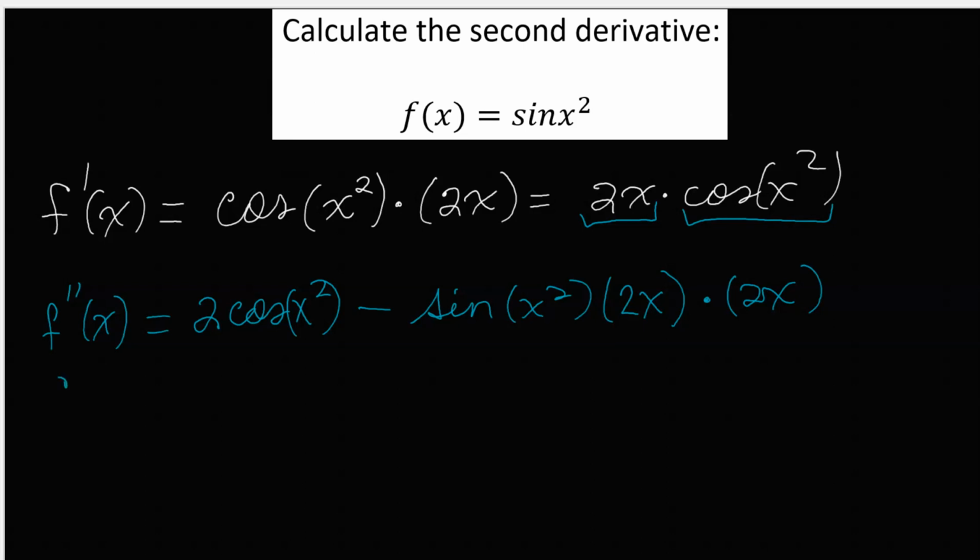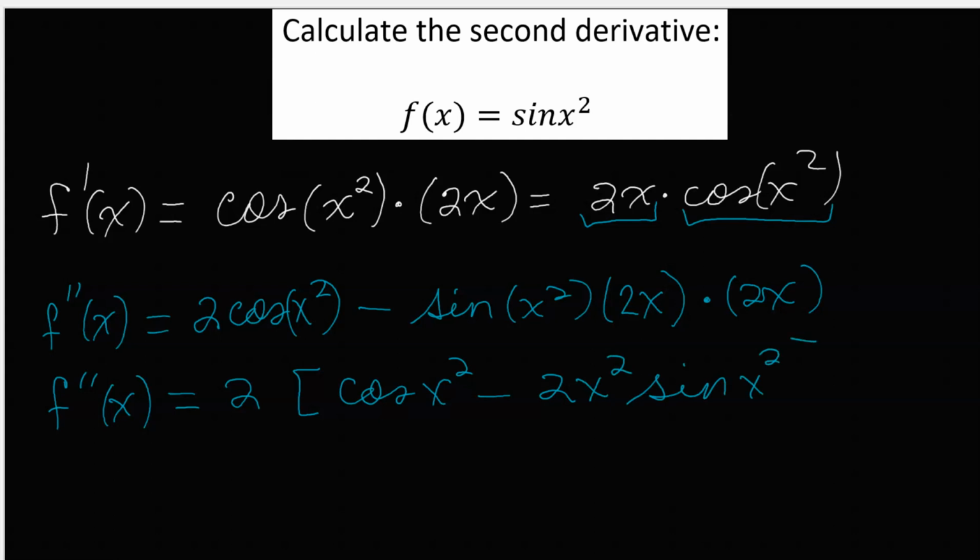And as far as what we can do with this, we can actually factor out 2, and then I will have cosine of x squared minus 2x squared sine of x squared. And that is all I could have done. That's the only common factor there. And I'm going to go ahead and leave my answer as that.